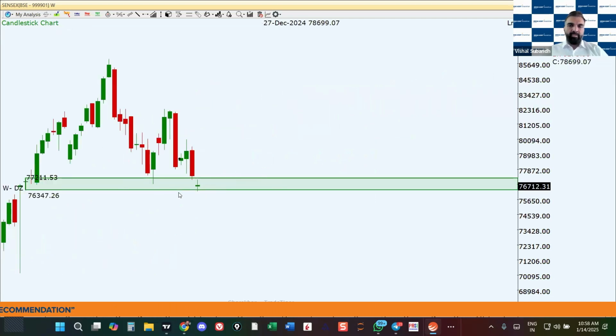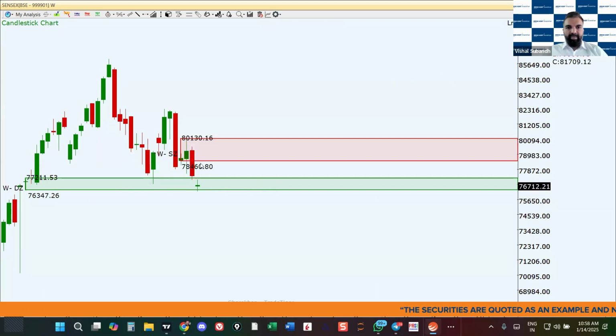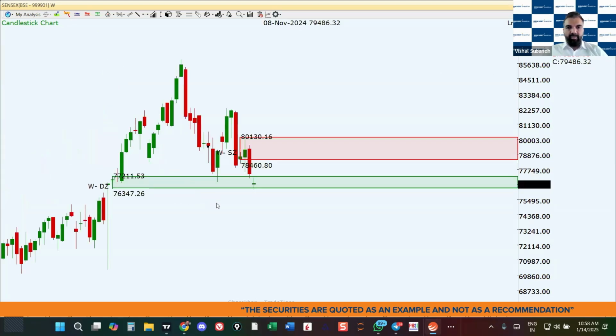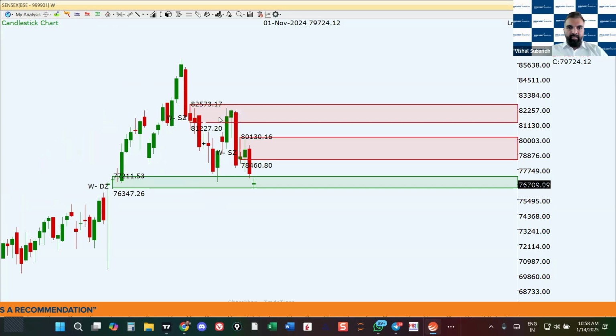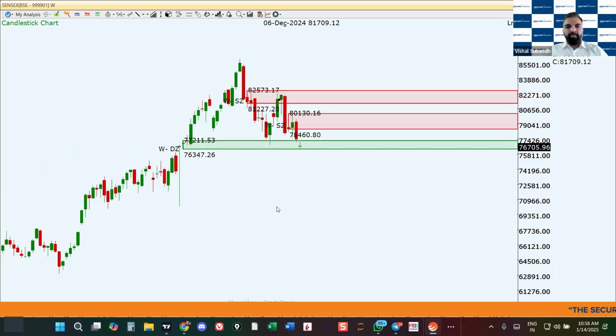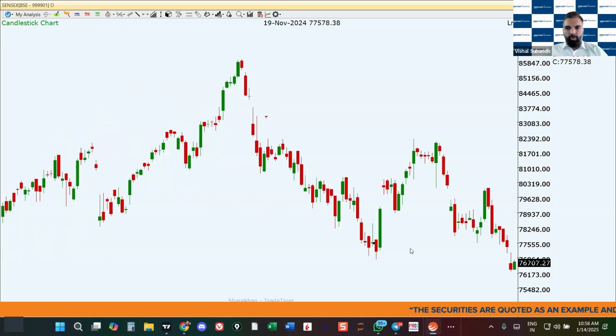So usually what happens is that sometimes some levels tend to hold on some indices, some levels tend to break on other indices. But in this case, we have had a clear break of this demand level also on the Sensex, which means that there is a possibility now that both Sensex and the Nifty will try to retest these weekly supply levels before taking the next direction, either to the downside or to the upside. So the same way, the Sensex is also behaving more or less like the Nifty.